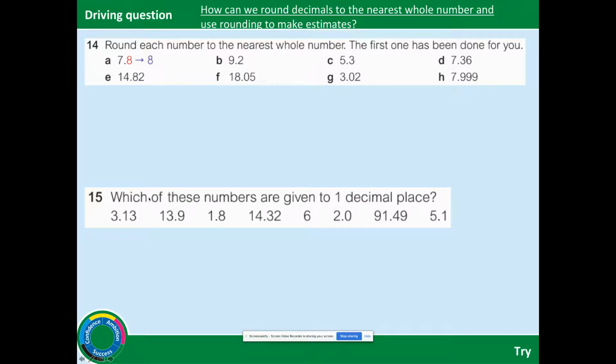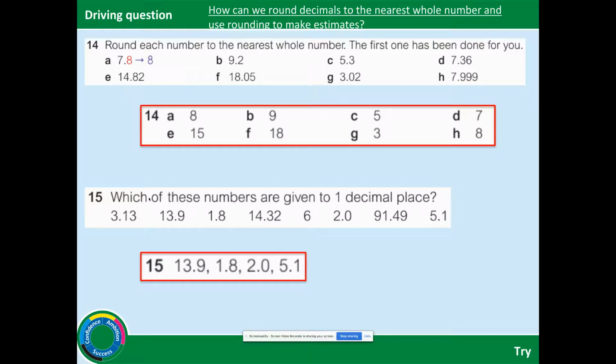Okay, let's look at the answers. 14A is 8, B is 9, C is 5, D is 7, E is 15, F is 18, G is 3, H is 8.